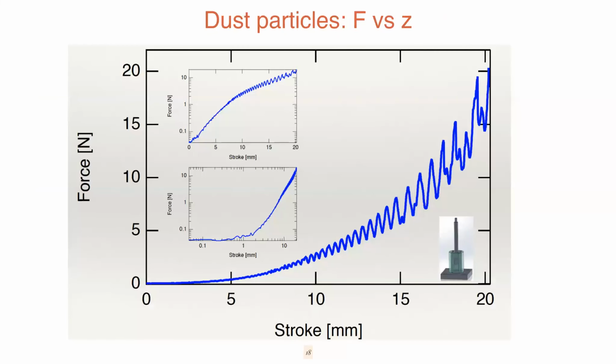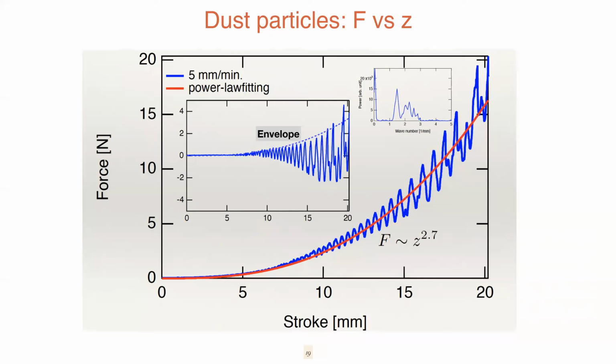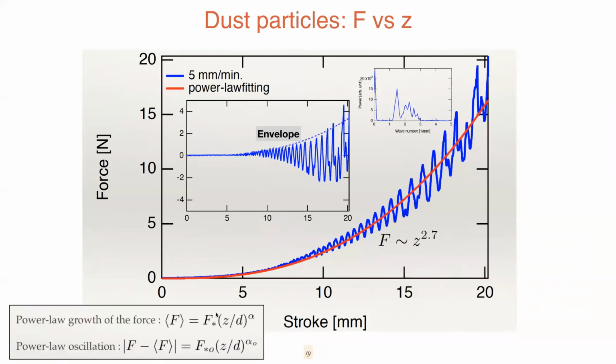Then we try to quantify the increase of the force versus stroke. So if you put this in a log-log scale, you observe that it's basically linear. So this is a power law growth for the mean force. And also, if you subtract from the force measured with the piston, that is the blue line, the mean force, that is the green line, then you obtain the oscillation. And from the envelope of the oscillation, we observe that it also follows a power law, the envelope that is this dashed line. And then we found the coefficient f star and the exponents alpha and alpha zero from the analysis for the different compression speeds.